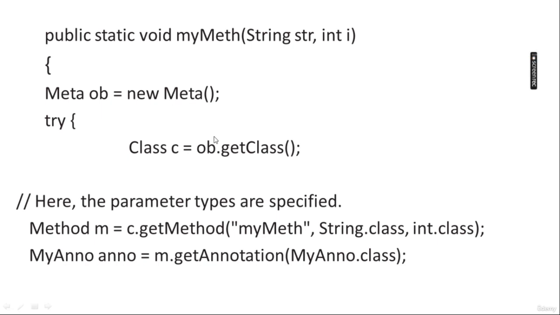Then we are creating the object of class Meta, and to get the information or metadata about that particular class, we will first acquire its class object. How do you acquire the object? Using the getClass method, and it will be stored in a Class object. Now c.getMethod, which method do I have to access? myMethod, and then String.class, int.class. So two parameters I am passing. The first parameter is of type String, the second is of type int. Then m.getAnnotation, MyAnnotation.class.